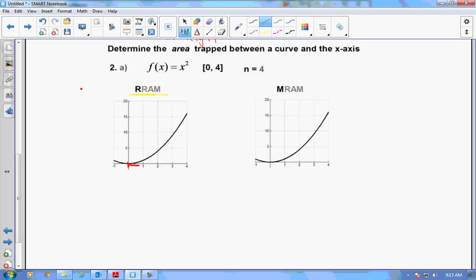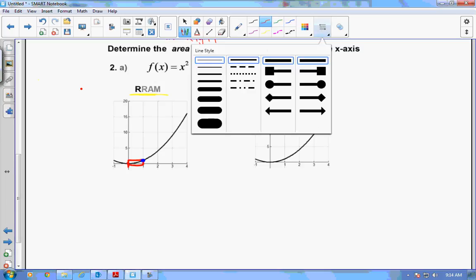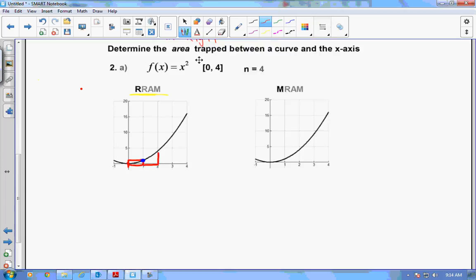So from 0 to 1, and we're using the right endpoint, go up on the right side until you touch the curve and complete your rectangle. Okay, and then make your next width. Go up on the right side until you touch the curve. Make your next width. Go up on the right side until you touch the curve. Make your next width. Go up on the right side until you touch the curve. So each of these blue points are your right endpoints.